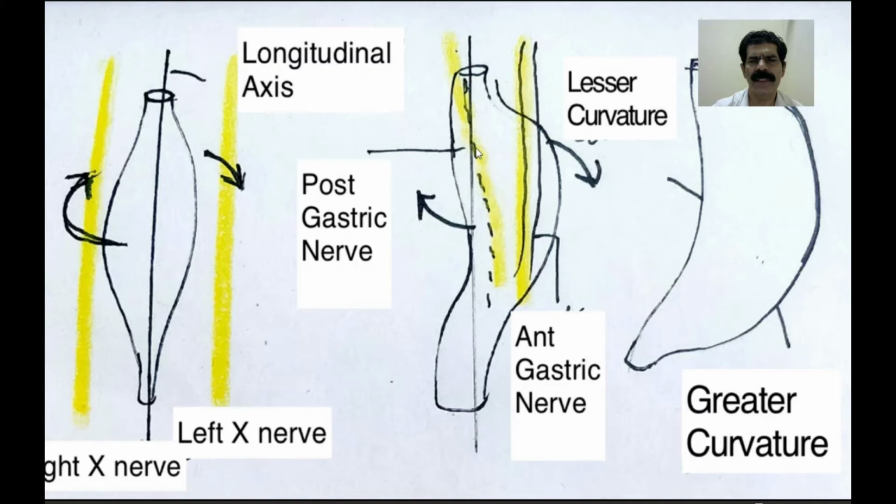becomes posterior. So now they are no longer called vagus nerves because they are supplying the stomach. Now they are called the gastric nerves. So the left vagus nerve becomes the anterior gastric nerve, while the right vagus nerve becomes the posterior gastric nerve. It is because of the rotation of the stomach.